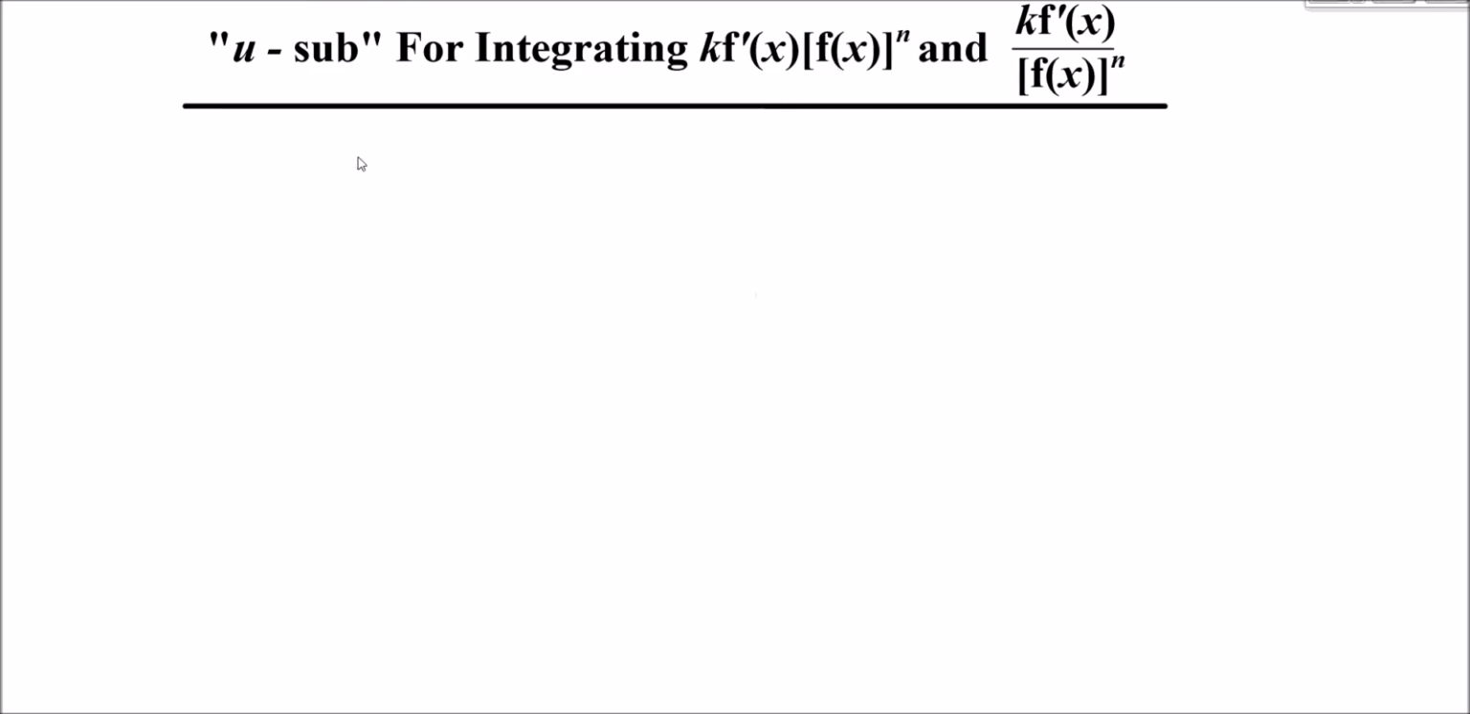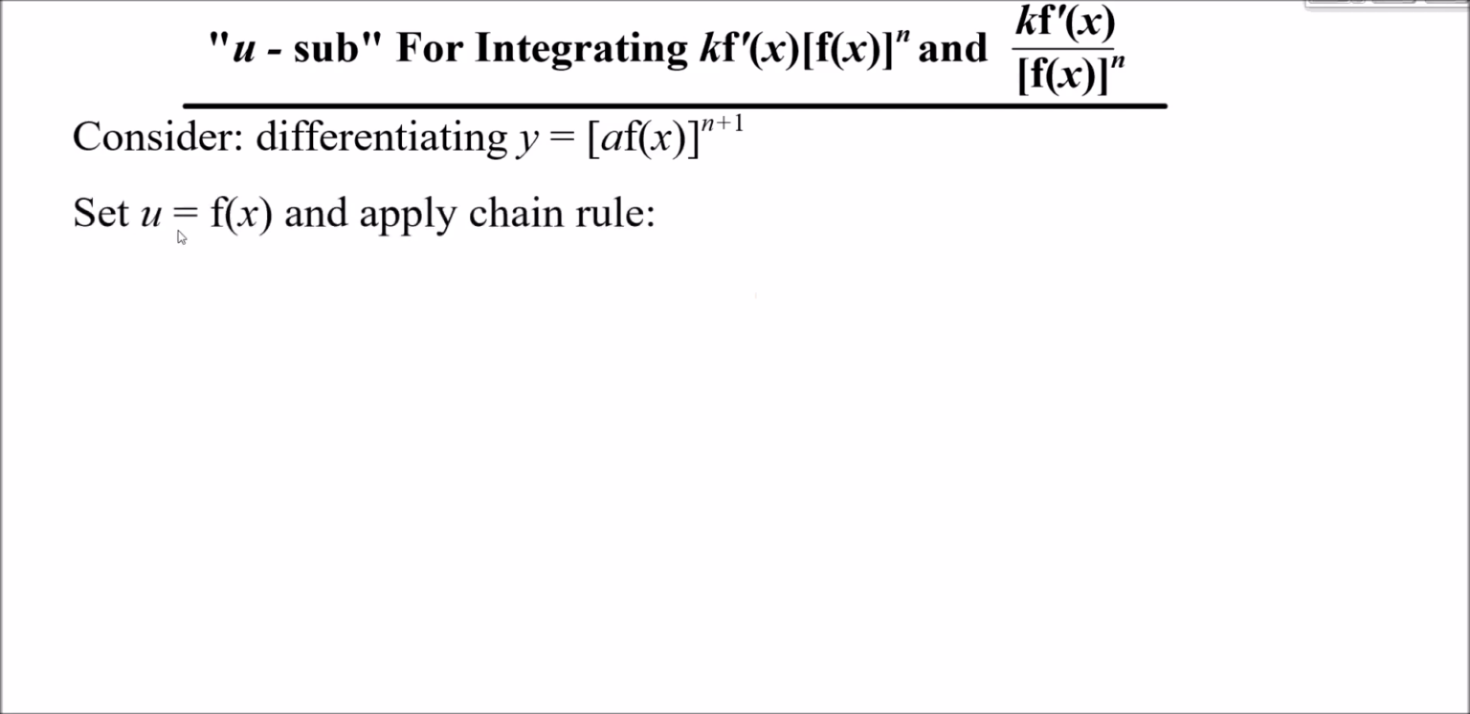So first of all, let's just consider differentiating a function y if y were some constant a multiplied by a function of x, and all that being to a power of n plus 1. So let's imagine if we were to try and differentiate that. How would we do it? Well, because we've got a function here to a power, and if f of x is itself a function, then we need to use a chain rule. So let's set u as f of x and apply the chain rule.